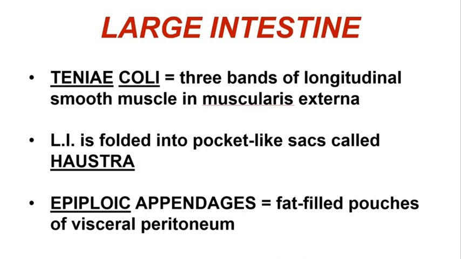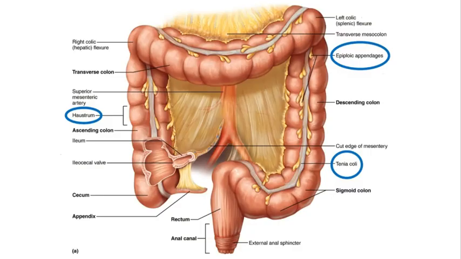And finally, we see that there are small appendages called the epiploic appendages that are fat-filled pouches of the visceral peritoneum that hang from the large intestine. So multiple sources have cited no known function for these. However, we could probably assume that the adipose tissue that's within the epiploic appendages does what it does in other parts of the body. So that is, adipose tissue stores energy and also acts as a soft padding and protective tissue for delicate organs. So here we see the haustra, the epiploic appendages, as well as the tinea coli.